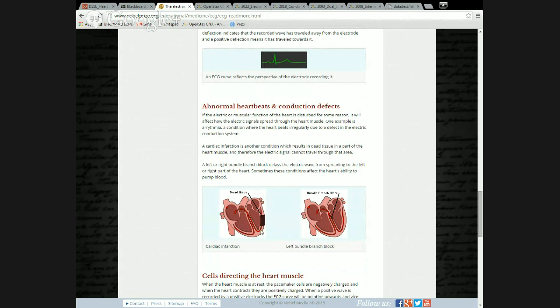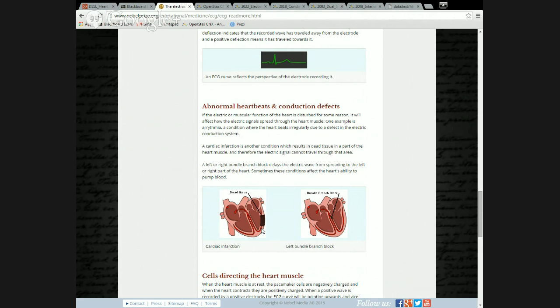Here we see hearts that have some problems. This first one represents a heart that's had a cardiac infarction or heart attack. When that happens, a coronary blood vessel has been blocked and oxygen can't get to some of the tissue. So this black spot right here represents tissue that was starved of oxygen. And when that happens, the tissue dies, it can no longer be electrically active or cause contraction.